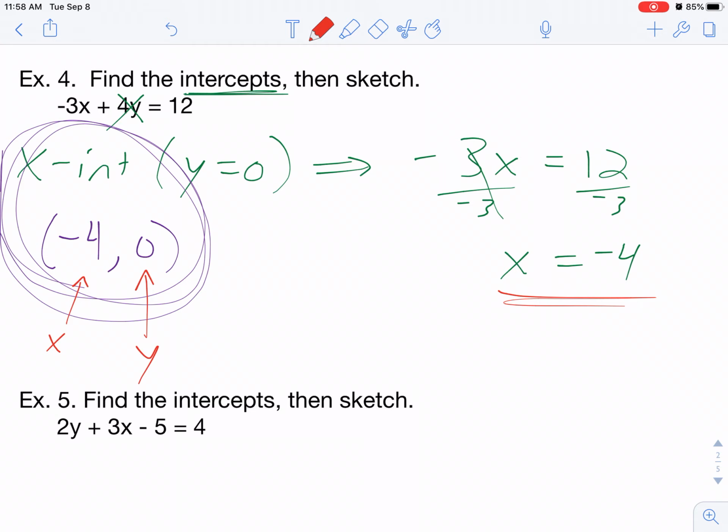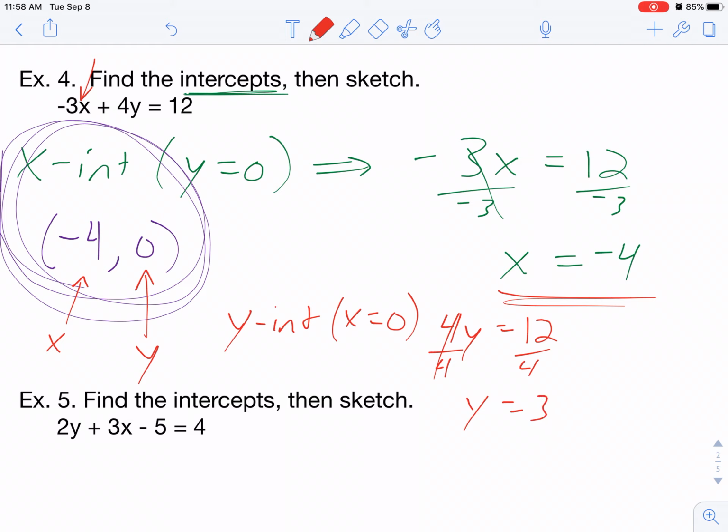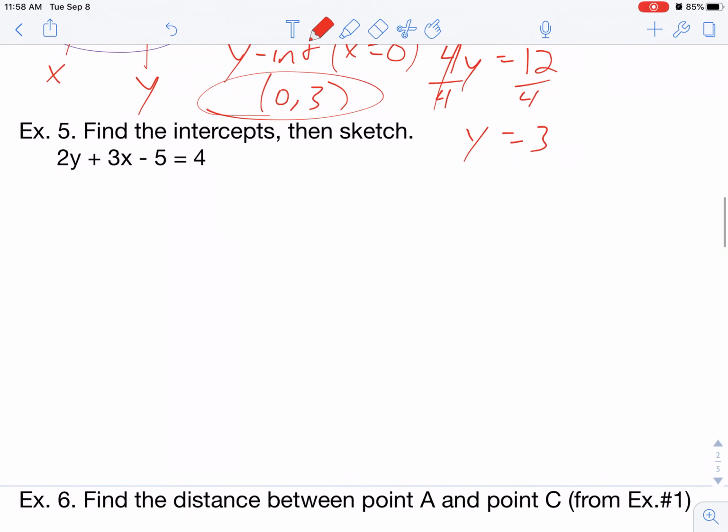We also have to find the y-intercept. Well, the y-intercept is found by replacing the x with a 0. So to find the y-intercept, we pretend that x is 0. Well, that gives us 4y = 12. All we have to do is divide by 4, and we get y = 3. So our y-intercept should be written (0, 3). That's our y-intercept. That's the proper notation for intercepts.